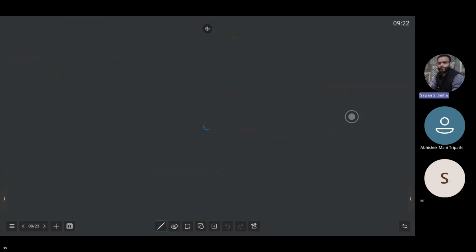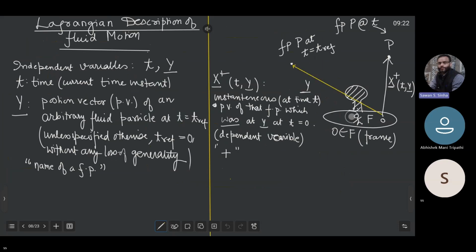Now, what makes my description Lagrangian? The independent variables are t and y. If I choose t as time, it is the current time instant. Whenever I say t, it means the current time instant, right now. And the other independent variable is actually a vector. So if you use a Cartesian coordinate system, it will have 3 coordinates, right? But for the time being, I am treating this as a full vector, with 3 scalar components inside it.